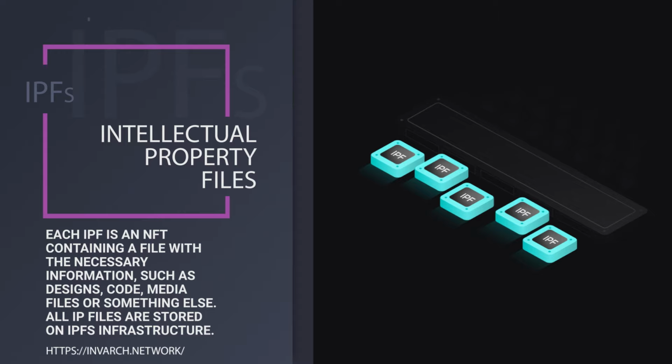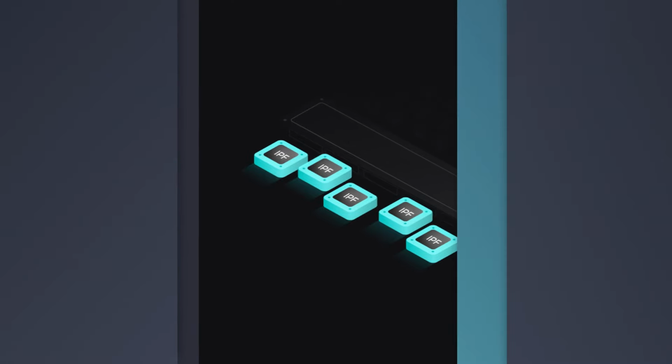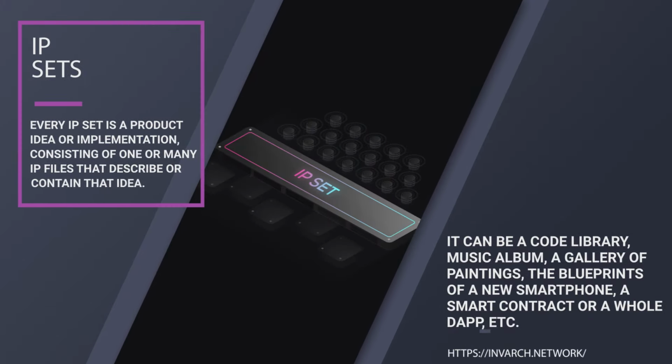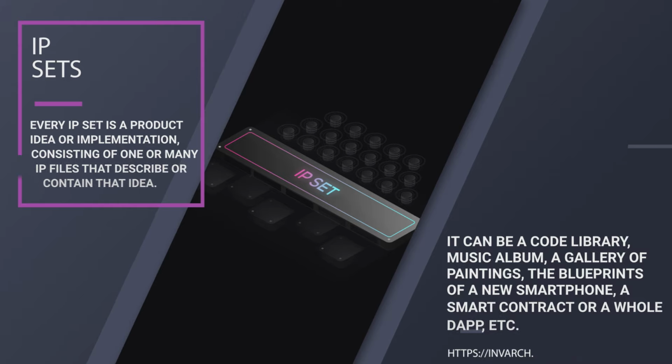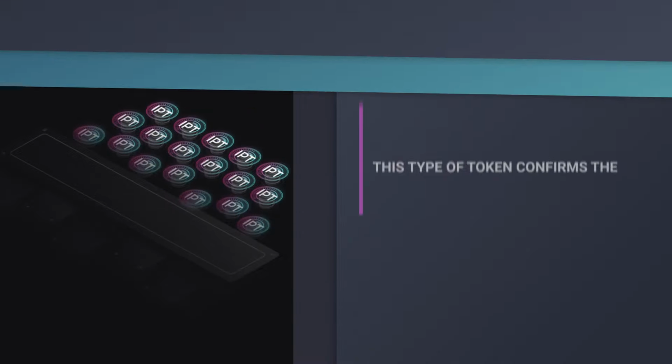The main units of the InvArch ecosystem are the following assets: intellectual property files, or IPF. Each IPF is an NFT containing a file with the necessary information, such as designs, code, media files, or something else. All IP files are stored on IPFS infrastructure. IP sets. Every IP set is a product idea or implementation consisting of one or many IP files that describe or contain that idea. It can be a code library, a music album, a gallery of paintings, the blueprints of a new smartphone, a smart contract, or a whole dApp.